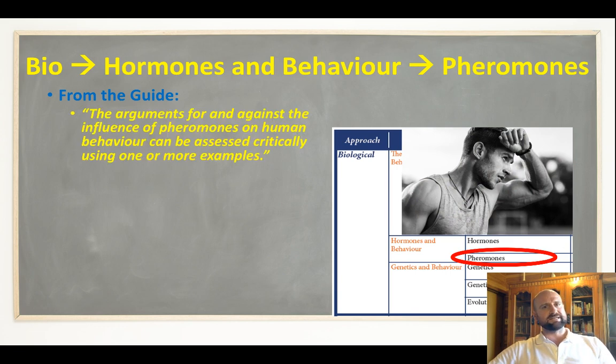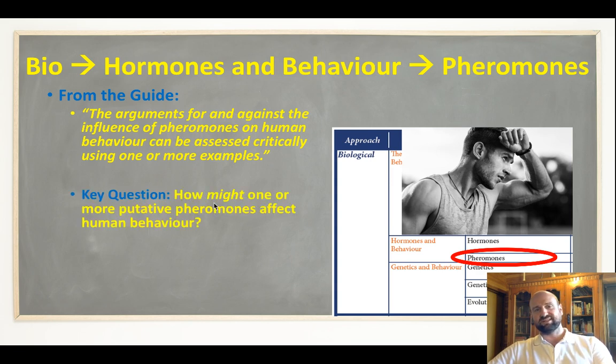Pheromones, same thing, although this is a bit tricky. The arguments for and against the influence of pheromones in human behavior can be assessed critically using one or more examples. So really, it's the same as we say, how might one or more putative pheromones affect human behavior? Now, I think this is a good word to use here, putative. You often find this in the literature when they talk about pheromones, meaning that it's reported to be a pheromone or reported to be a human pheromone, but they can't call it a human pheromone because there's too much controversy and debate around that issue. So putative means it's reported to be a human pheromone.